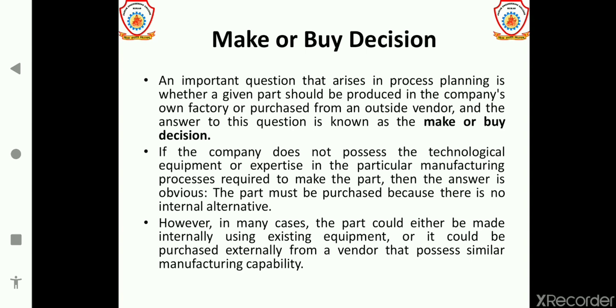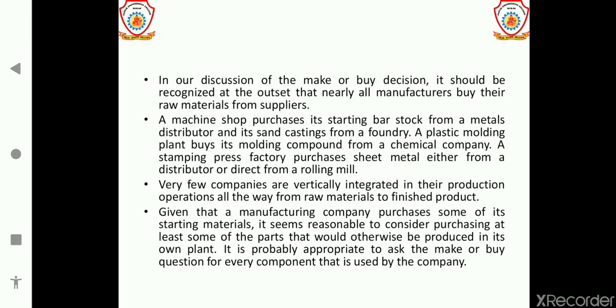The make or buy decision is an important question that arises in process planning: whether a given part should be produced in the company's own factory or purchased from an outside vendor. The answer to the question is known as the make or buy decision. In many cases, the part could either be made internally using existing equipment, or it could be purchased externally from a vendor that possesses similar manufacturing capabilities.